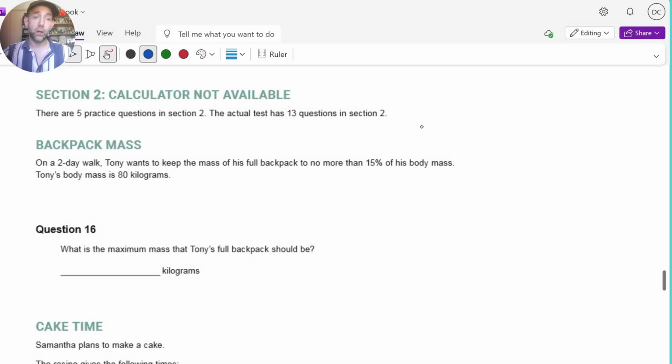In this video, we're going to go through the non-calc questions of the 2023 LANTITE practice. All the calculator questions will be linked in the description below.